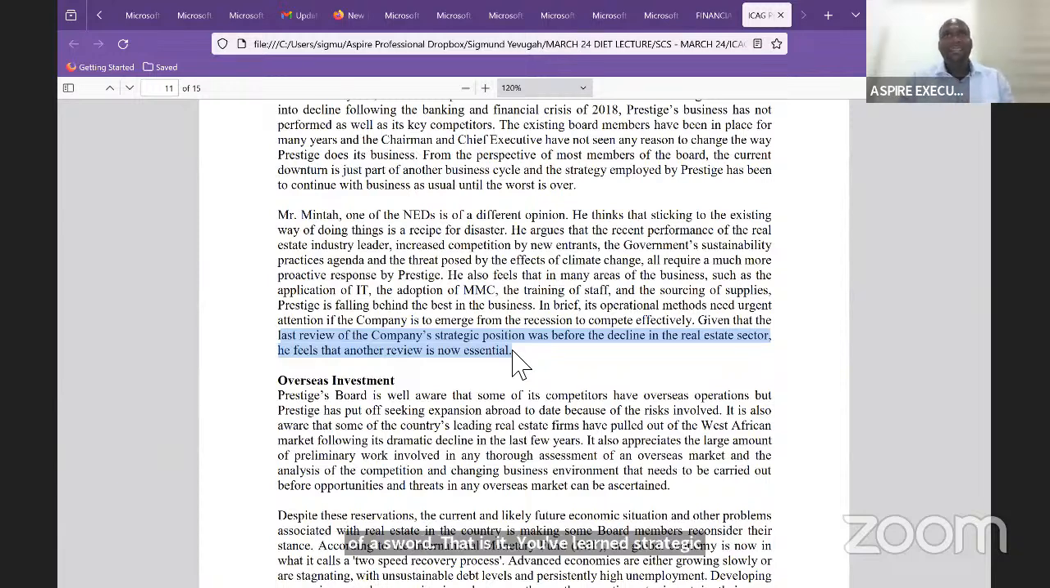They are telling you that the last time they did an analysis of the company's strategic position was before the recession. There's a need to do one now. So you must prepare it now for the company. You must prepare it. Exactly. You must prepare a new strategic position analysis of the company. That means you must prepare a new SWOT.